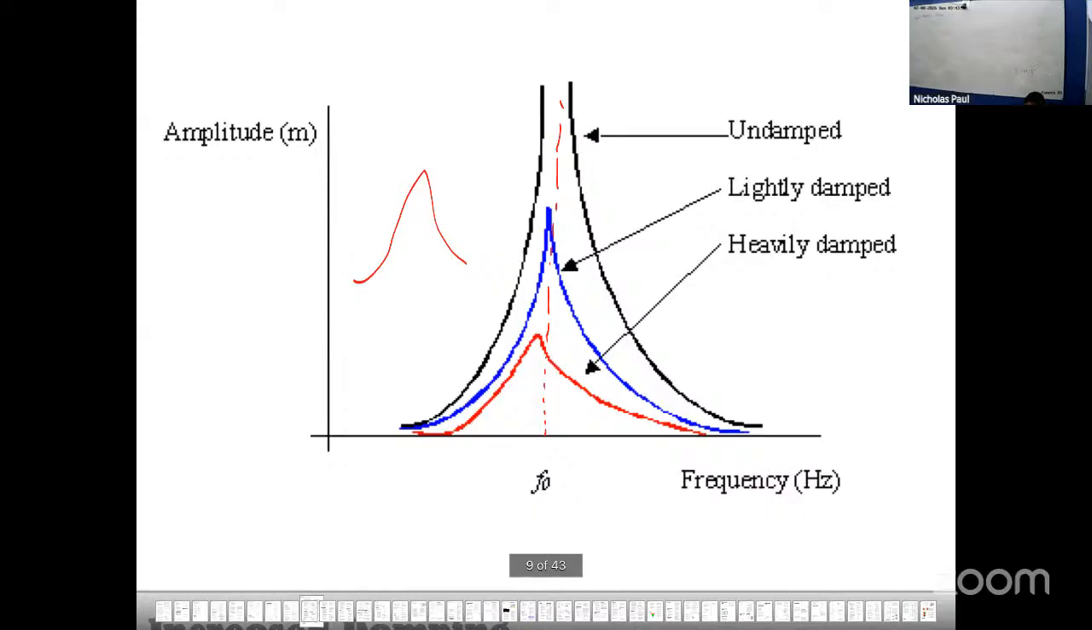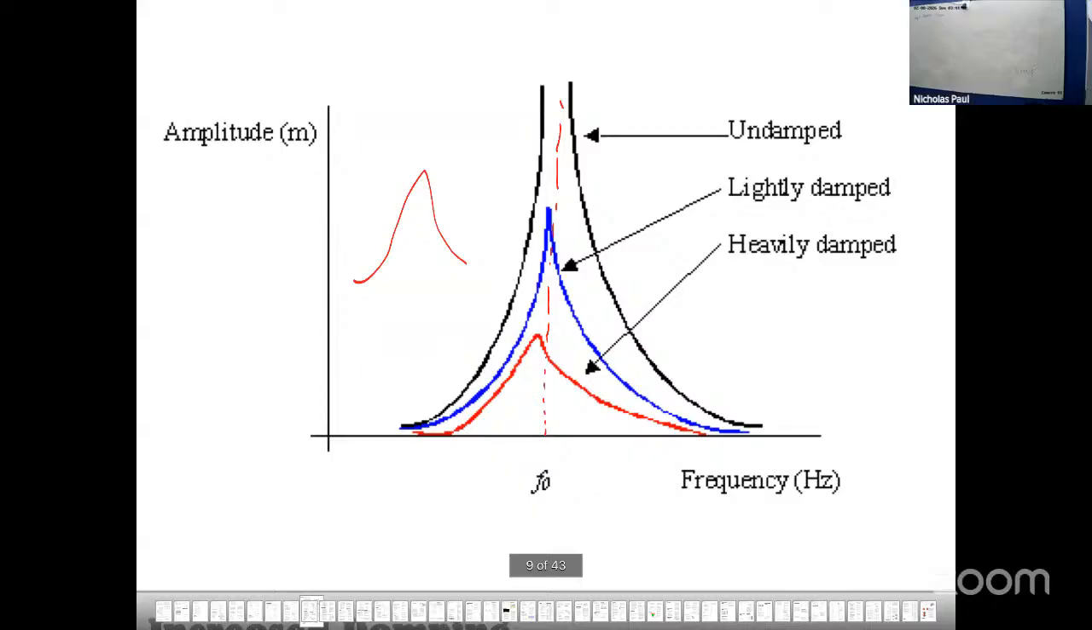Right, so what's this here? What this shows is how the amplitude changes with frequency. F naught is the natural frequency of the object. And we know that resonance is only going to happen when the natural frequency equals the force frequency. So it's only going to happen somewhere around here.